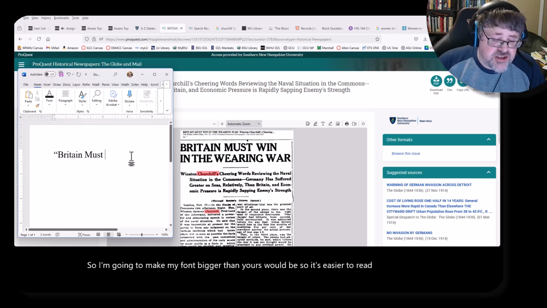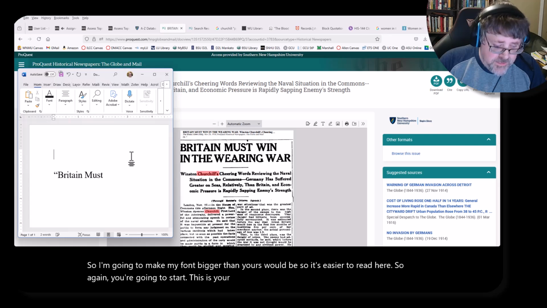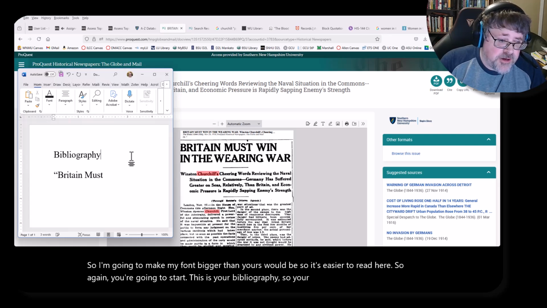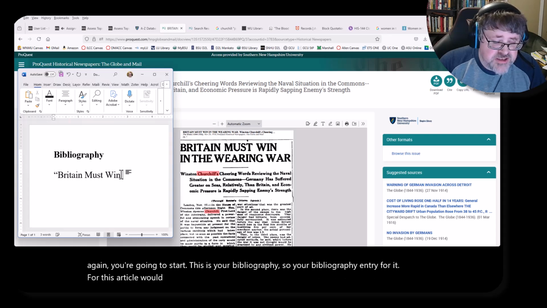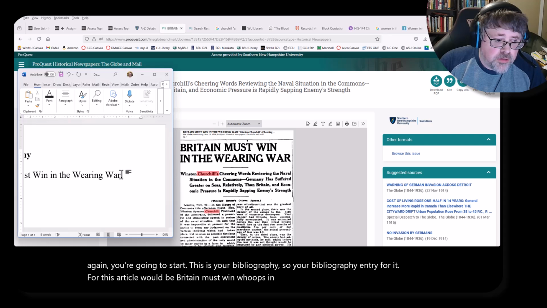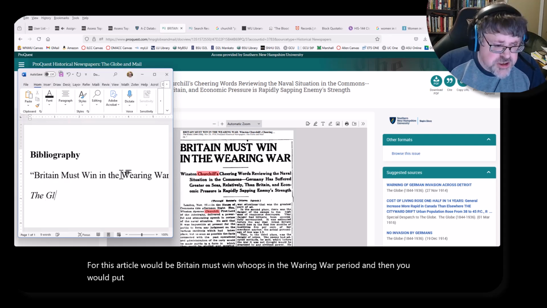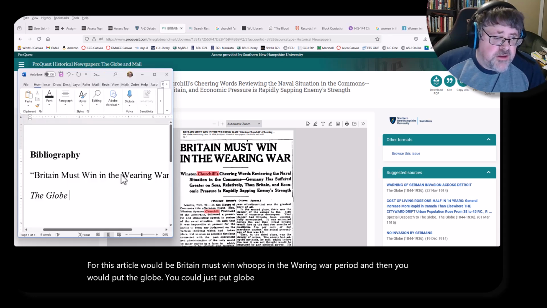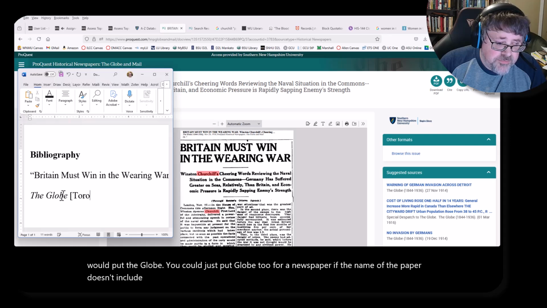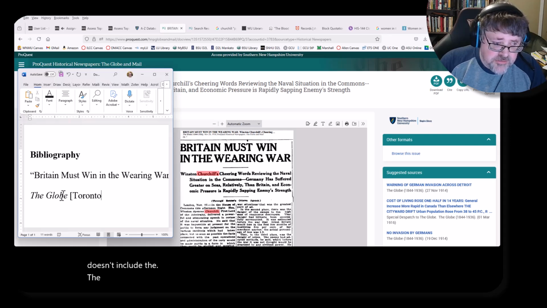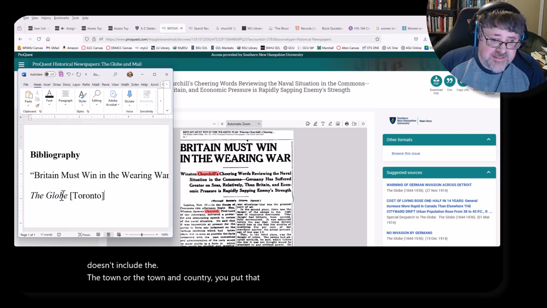So again, this is your bibliography. Your bibliography entry for this article would be Britain must win in the Wearing War, period. And then you would put the Globe. You could just put Globe too. For a newspaper, if the name of the paper doesn't include the town or the town and country, you put that in brackets after like this.